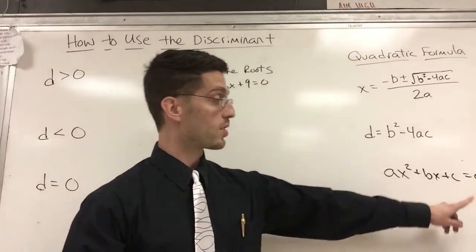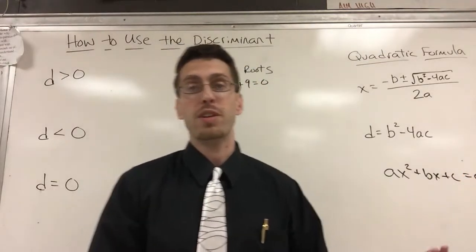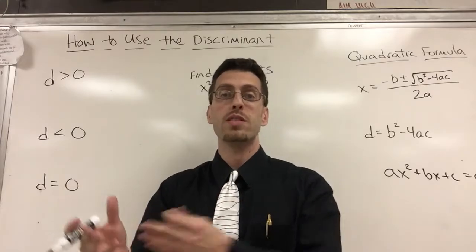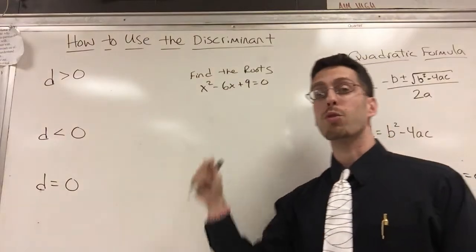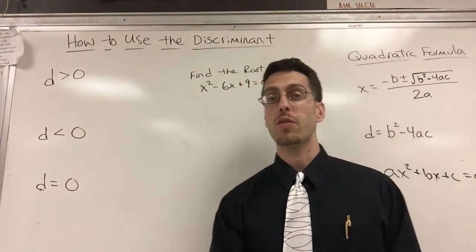And if it's not equal to 0, then you use additive inverse to bring all your terms to one side, so it is equal to 0. So this one, already equal to 0, find the roots. How do you find the roots? Basically, they're telling you to solve for x.